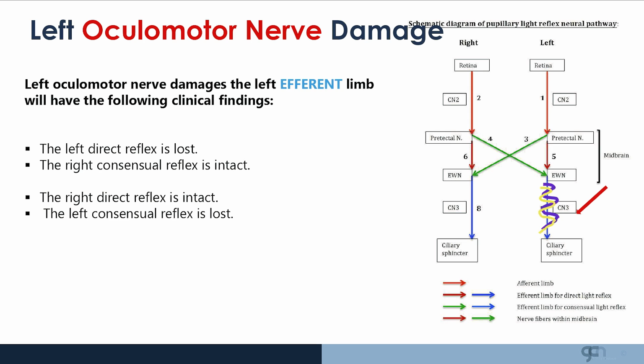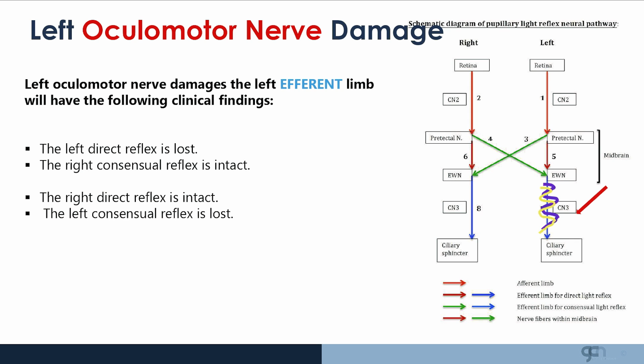Now consider if the left oculomotor nerve was damaged. Recall that the oculomotor nerve is involved in the efferent limb. So in this situation, if light is shone into the left retina, the optic nerve is working to transmit information to the pretectal nucleus. The pretectal nucleus activates the Edinger-Westphal nucleus ipsilaterally and contralaterally. When it activates the ipsilateral left Edinger-Westphal nucleus, we know that there is left oculomotor nerve damage, and so the left direct response is lost. However, the contralateral Edinger-Westphal nucleus and the right oculomotor nerve are working, and so the right consensual reflex will be present.